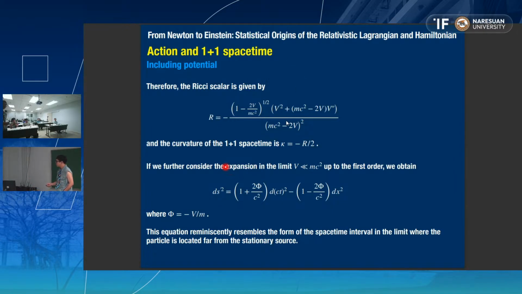And so if you expand your ds square by this condition, you will get this form, which is more or less the same one that we have in the case where the particle is located far away from the stationary source, right? Which is very interesting, but we don't know yet. But this is the math that we get here.